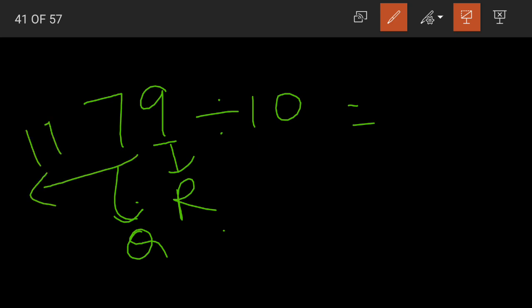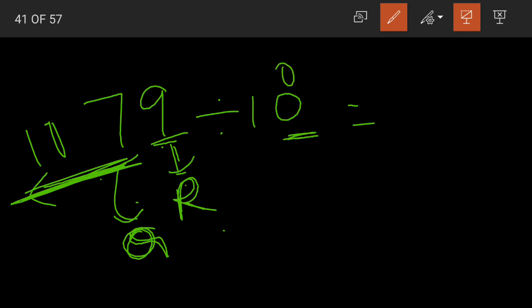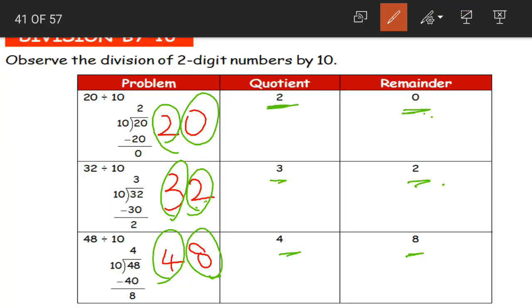Be it 1179. 117 becomes our quotient, 9 becomes our remainder. Why only one digit? Because 10 is having 0 in the units place. Where is it having? 0 in the ones place. So the digit in the ones place becomes our remainder. See.